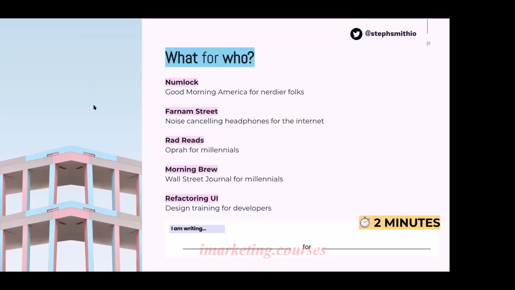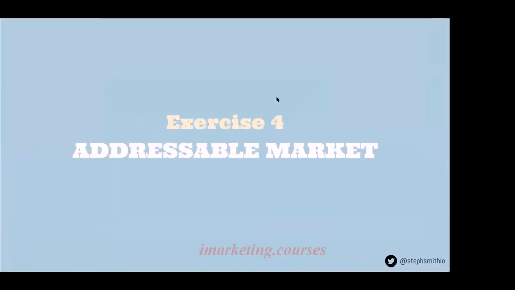All right, so we're gonna keep moving. Hopefully you'll have some more time to think about this what for who, but this is really important. And this is, again, the same exercise that many startups go through. If you don't have a clear what for who, you're probably venturing a little blind and not really narrowing in, not being clear about what value you're providing.